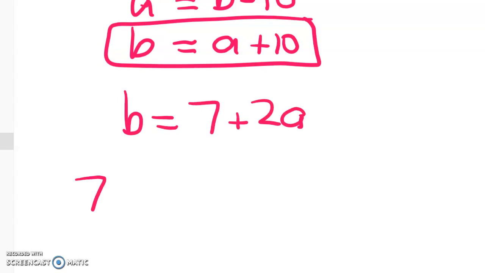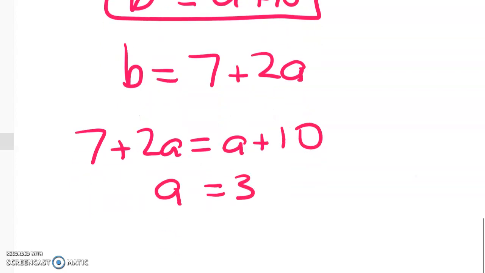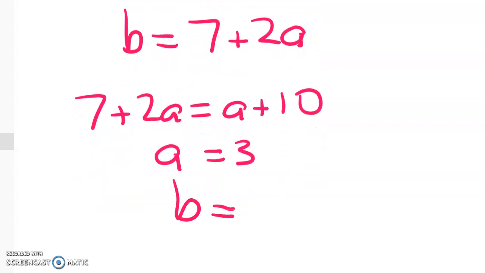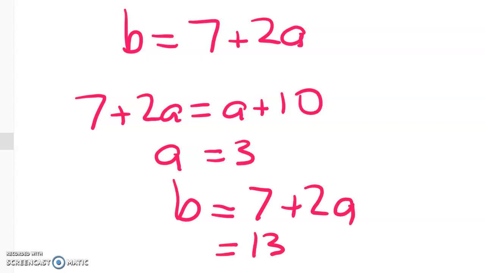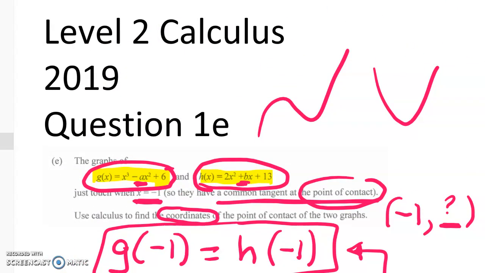So 7 plus 2a is equal to a plus 10, giving me a is equal to 3 and b is equal to, what am I doing? b is equal to, I had this in my head. Oh, b is equal to 7 plus 2a. Of course, so b is equal to 13. So we're just about done. We can now go right back to the start of my question. We've found a and b, so we're very, very happy at this point.